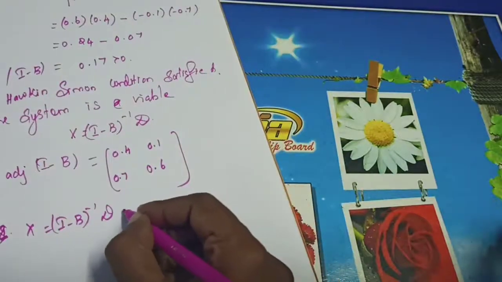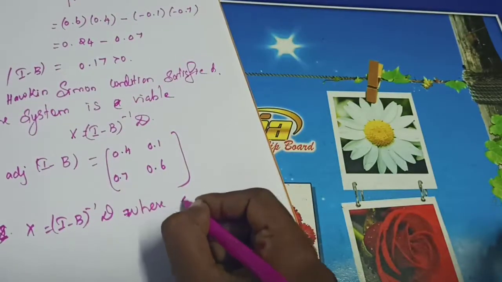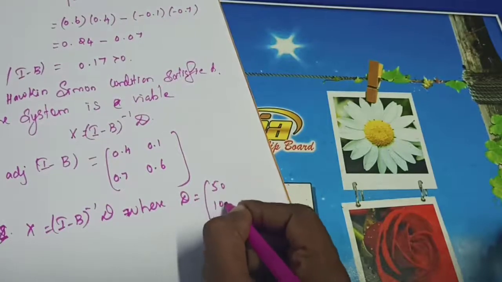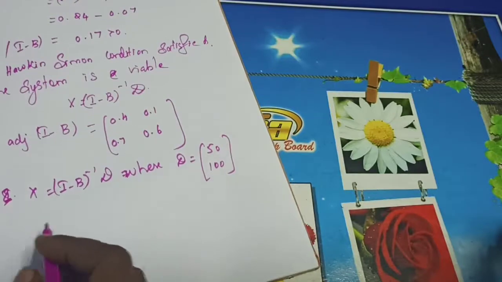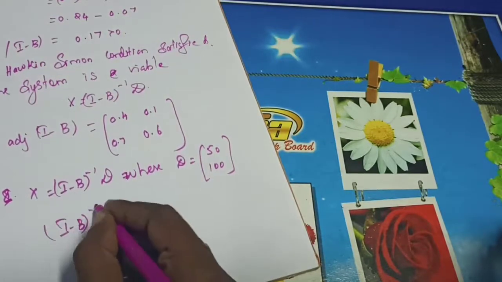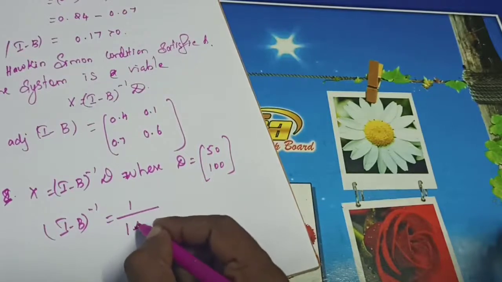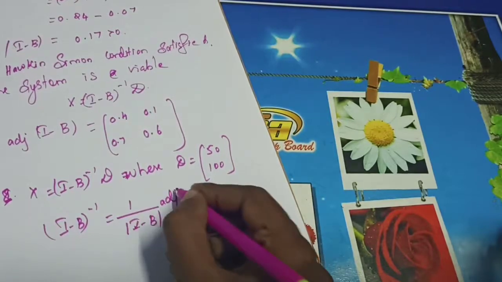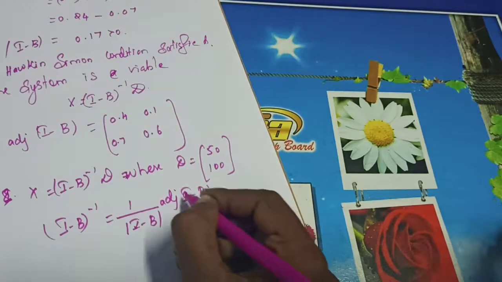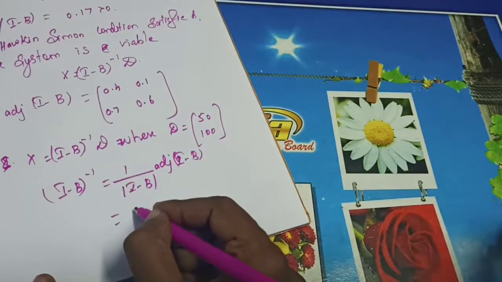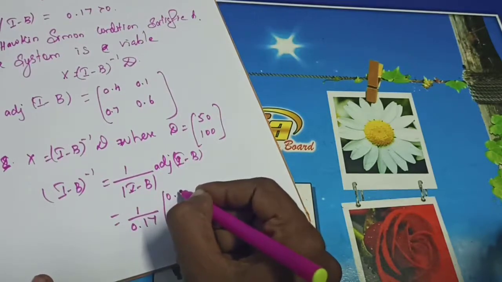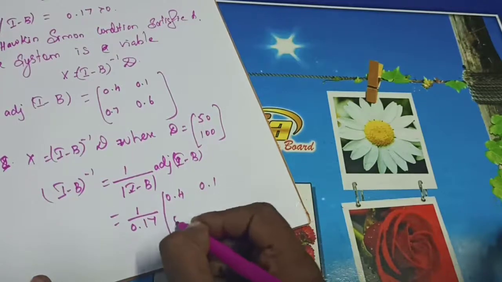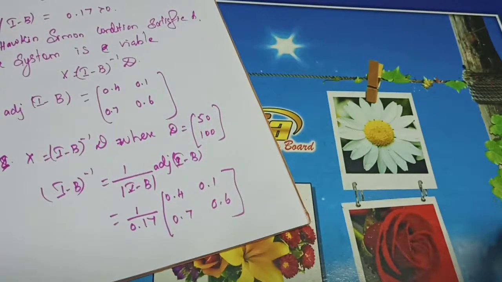So d is equal to 50, 100. Shall we substitute in this formula? Before that, we need to find (I minus B) inverse. The inverse is equal to 1 by the determinant of (I minus B) into the adjoint of (I minus B). The determinant value is 0.17, so it is 1 by 0.17 into the adjoint of (I minus B): 0.4, 0.1, 0.7, 0.6. Have you got it? Now we have found (I minus B) inverse.